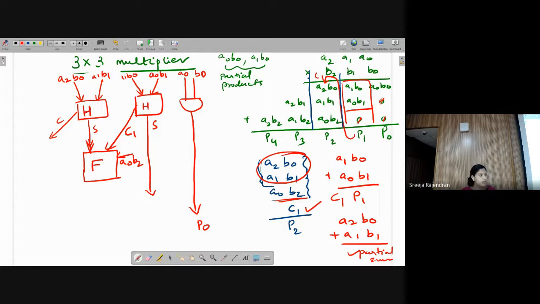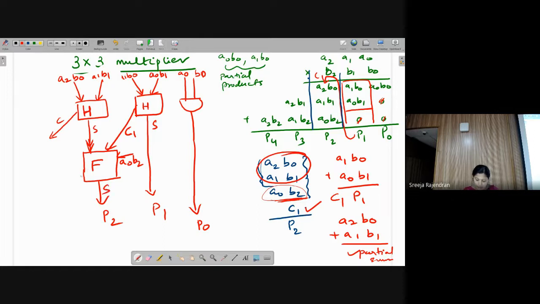Okay. So now is my addition complete? Have I added all the terms? Here I added the first two terms. The partial sum was generated. I added the carry from the previous stage. Okay, I adjusted the carry here. I also have one more partial product term, that also I put in here. So now my addition is complete, and P2 is generated. This was P1. So P2 is generated.